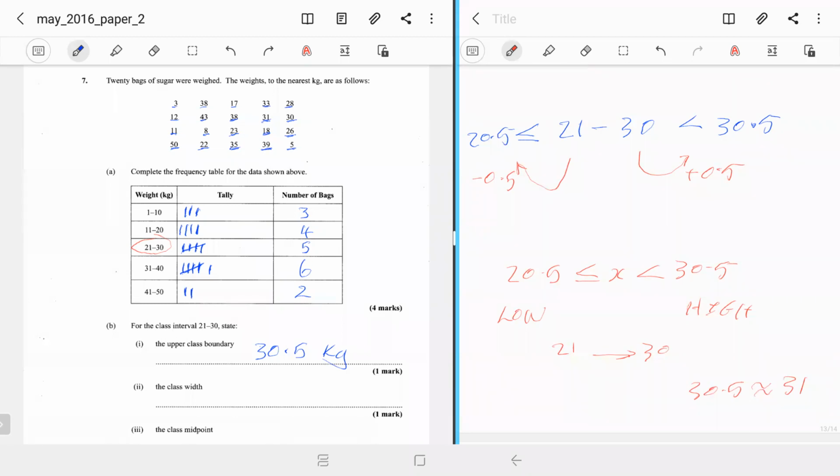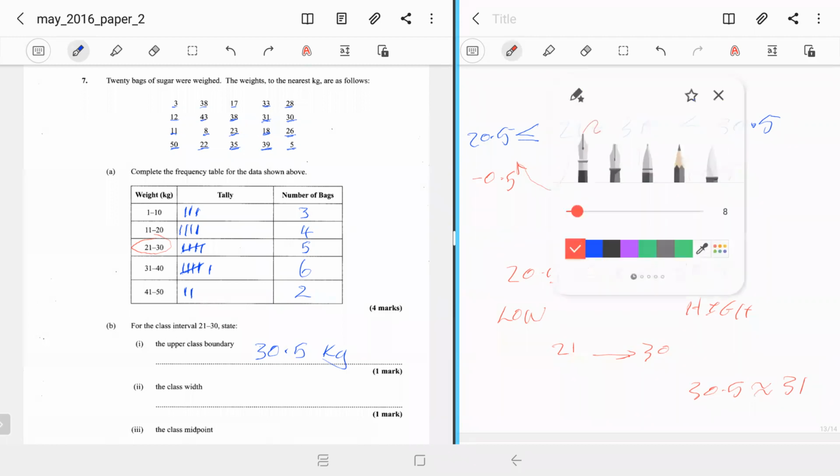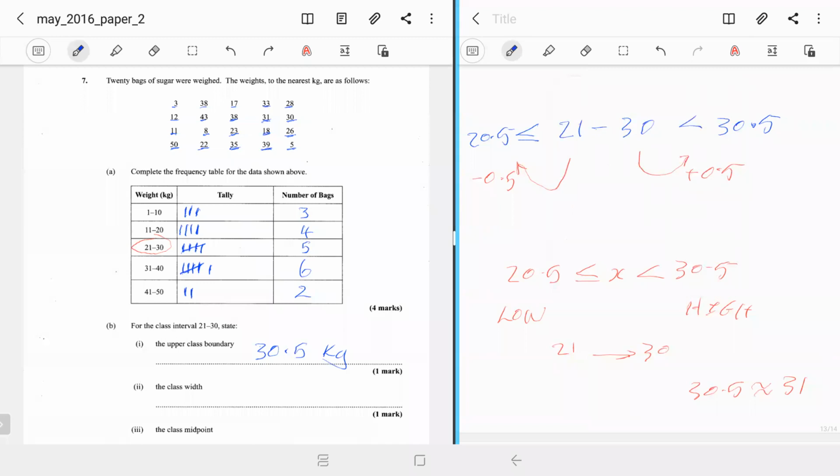Is it the difference between the upper boundary and lower boundary? Which is what? 21.5? You are telling me no, tell me the final figure. What's the class width? Is it 10? Class width is 10.